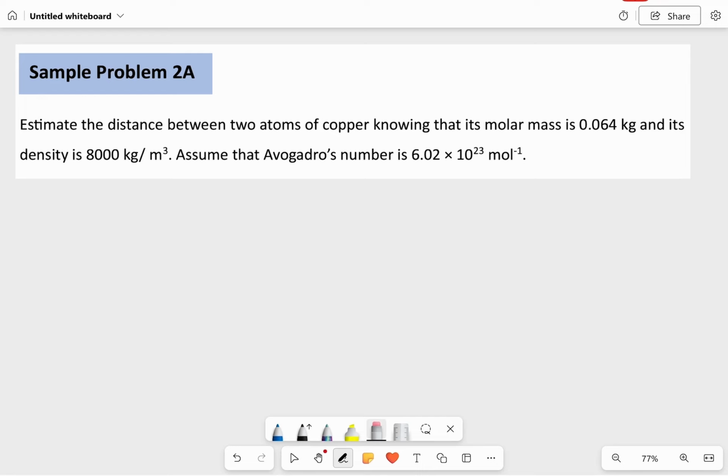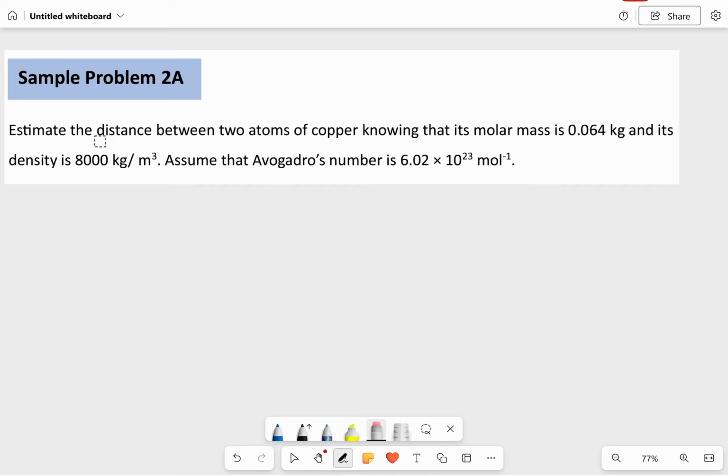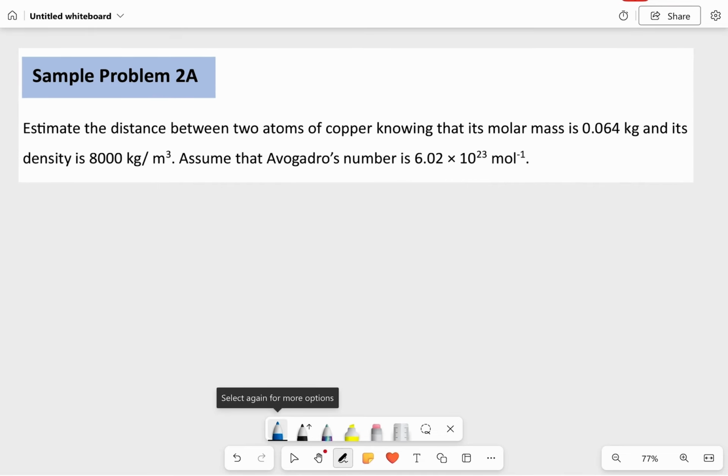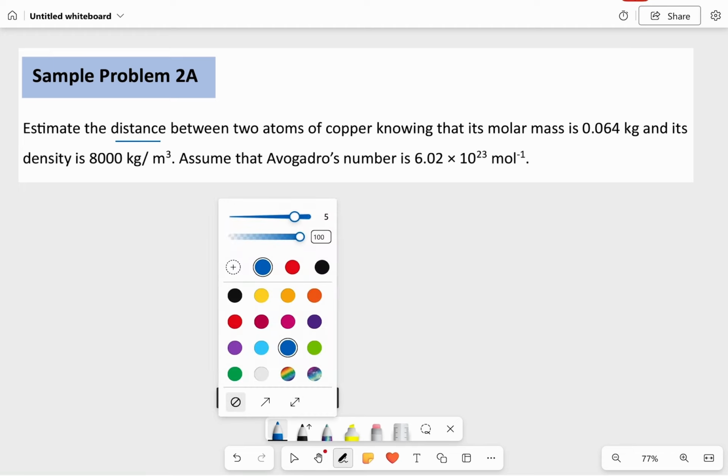Now look, we have sample problem 2A. It's solved in the book, but I'll solve it again so you can understand better. You have the question like this: estimate the distance between two atoms of copper, knowing that its molar mass is 0.064. Remember, in the previous video, to find distance we were using an equation, which was L is equal to the cubic root of volume. Now here it says find or estimate the distance between two copper atoms.